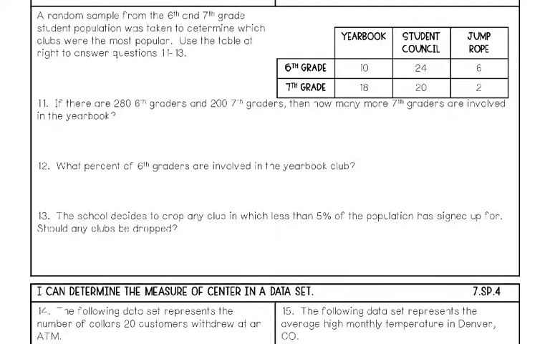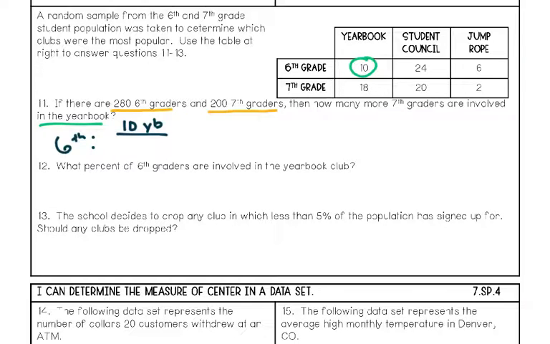For the next 3 questions, we're going to use this table. And question 11 is giving me some totals. The table is a sample, and 11 is telling me the population. It says there's 280 sixth graders, 200 seventh graders, and the question is asking me about the people involved in the yearbook. So I'm going to start by looking at yearbook, and I'm going to look at the sixth graders.